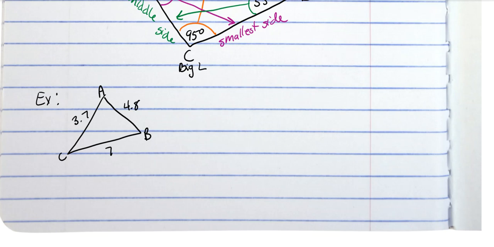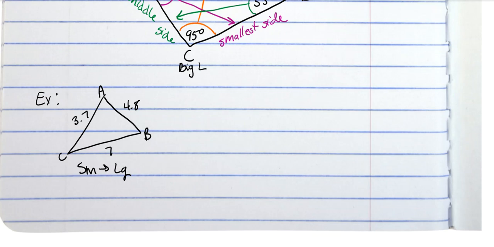So we need to list them in order from smallest to largest. Angles. Whenever they give you sides, you have to list the angles. So smallest to the largest angles.